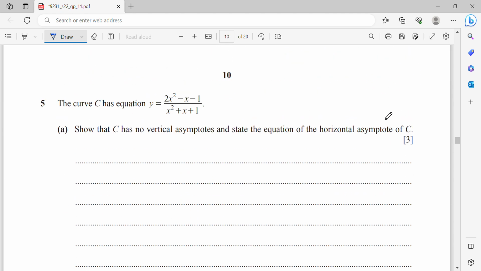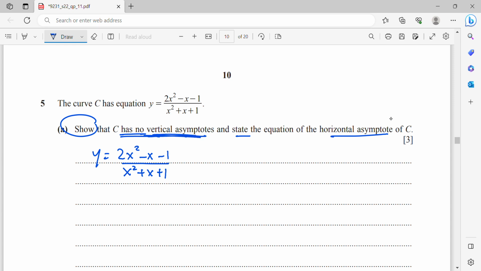Now, question 5. The curve C has equation y equals 2x squared minus x minus 1 over x squared plus x plus 1. A, show that C has no vertical asymptotes, and state the equation of the horizontal asymptote of C. Okay, no vertical asymptotes, this is the show part. Let me copy the question first.